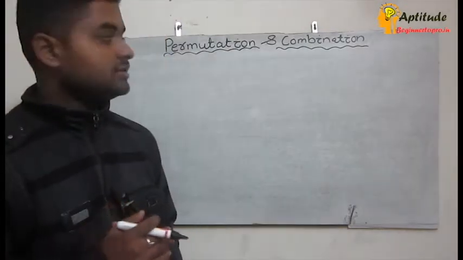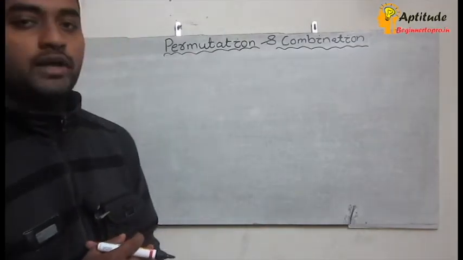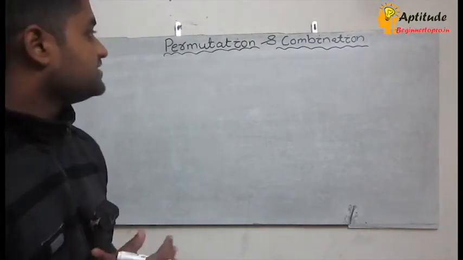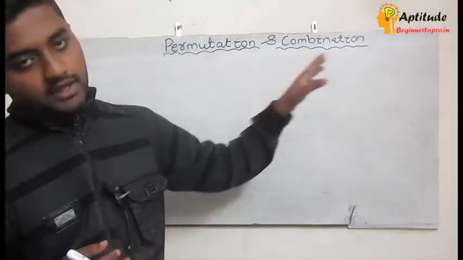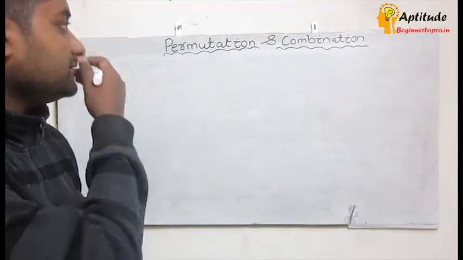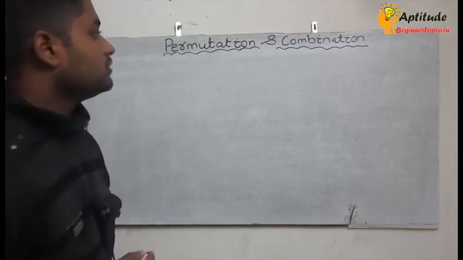So those who are new on this video, I would recommend you to first go and check the two chapters which I have already covered, HCF and LCM, and average. Now here we start our new chapter, permutation and combination.